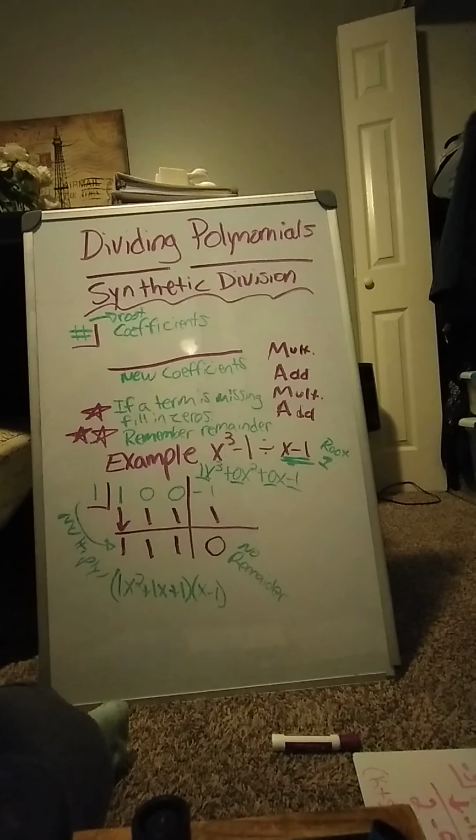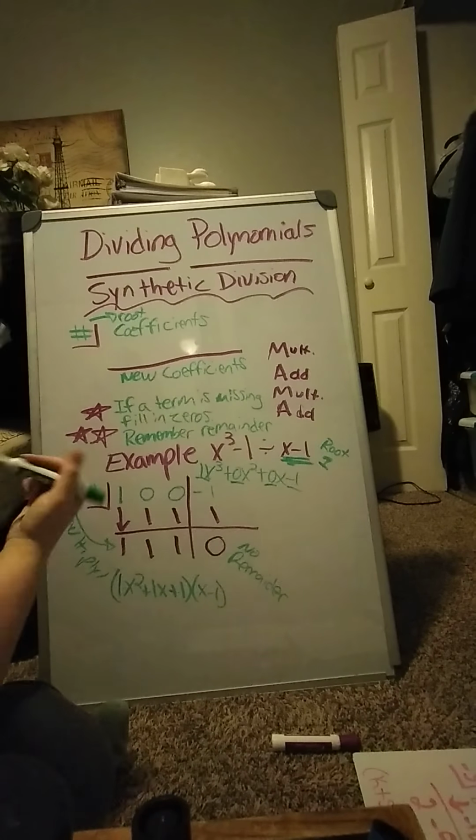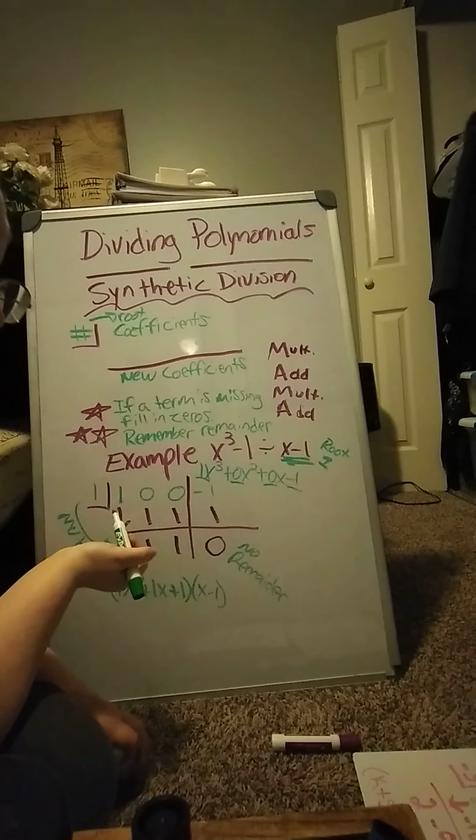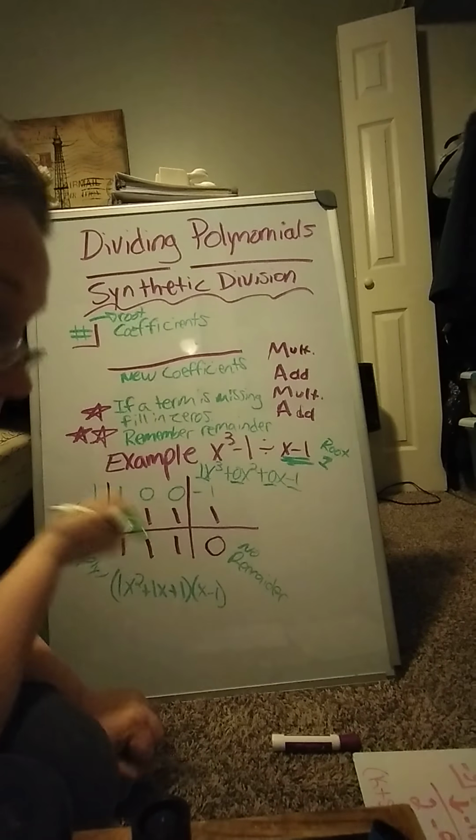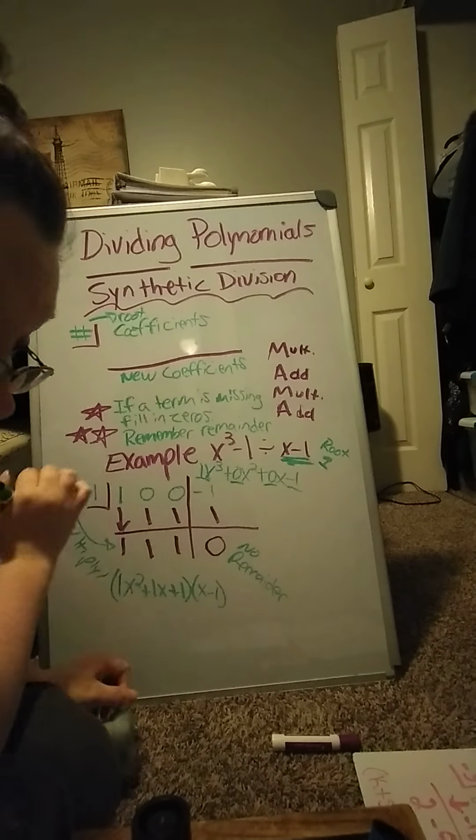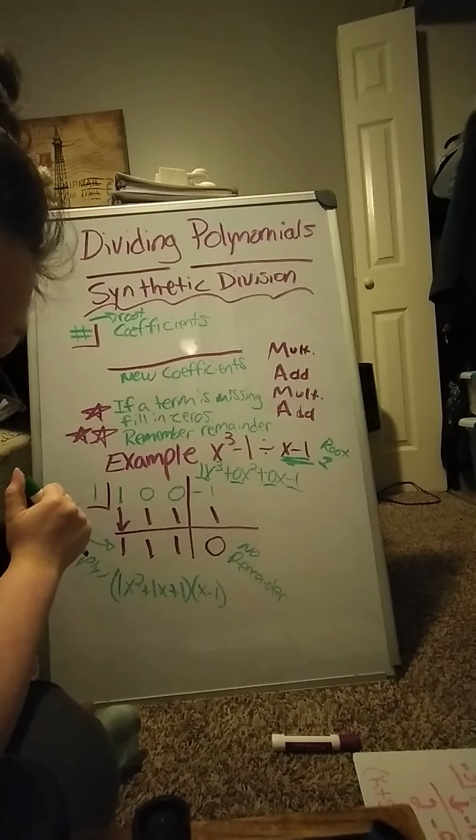Okay, I want to do the other example with you because it's a little bit bigger and it does have a remainder, so you can see what that looks like. Okay?